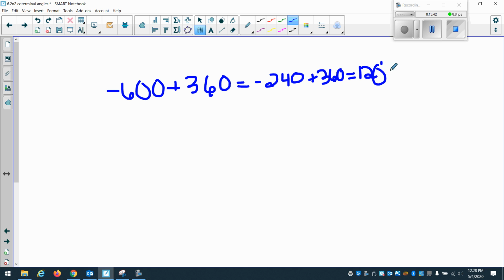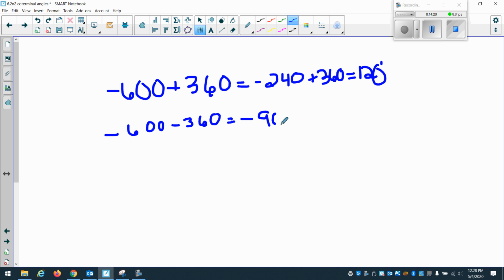So 120 is a positive coterminal angle of negative 600, meaning they're going to have the same exact coordinates as 120, which is negative 1/2 and root 3 over 2. Negative 240 is a negative coterminal angle of negative 600. Okay, if I was to take negative 600 minus 360, I will have another negative coterminal angle of negative 960.